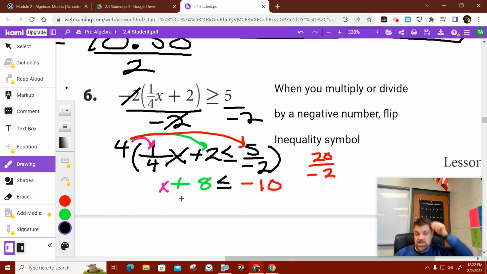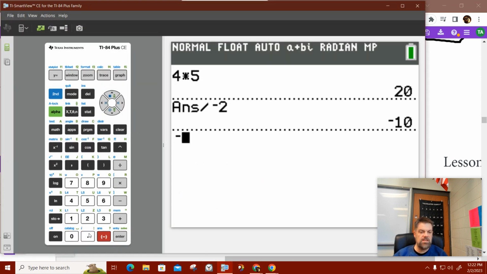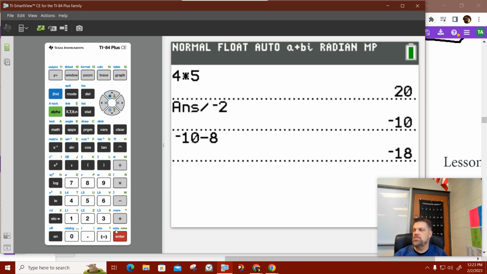All right, with that being said, though, I want to get x by itself, so now what do I do? Minus 8 from both sides. These will cancel, and I'll get x is less than or equal to. Now, again, if you don't know what negative 10 minus 8 is, plug it in the calculator. Negative 10 minus 8.